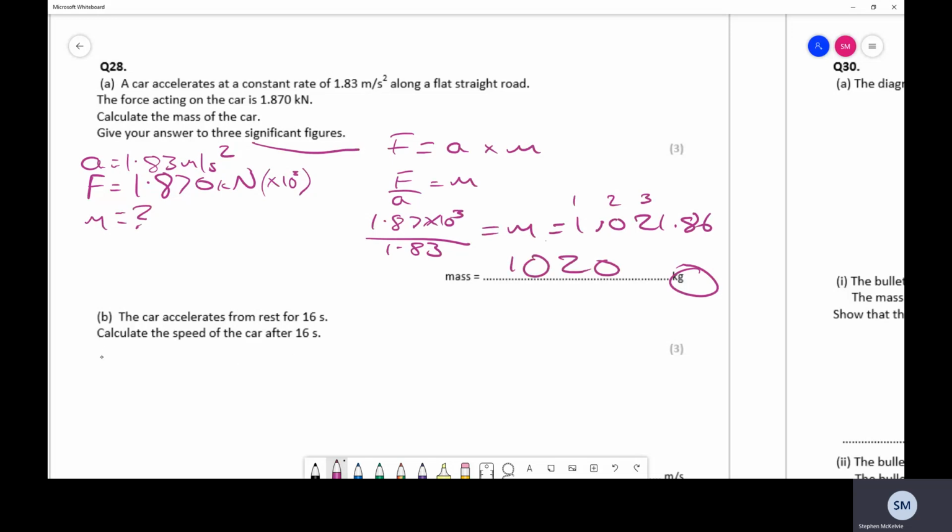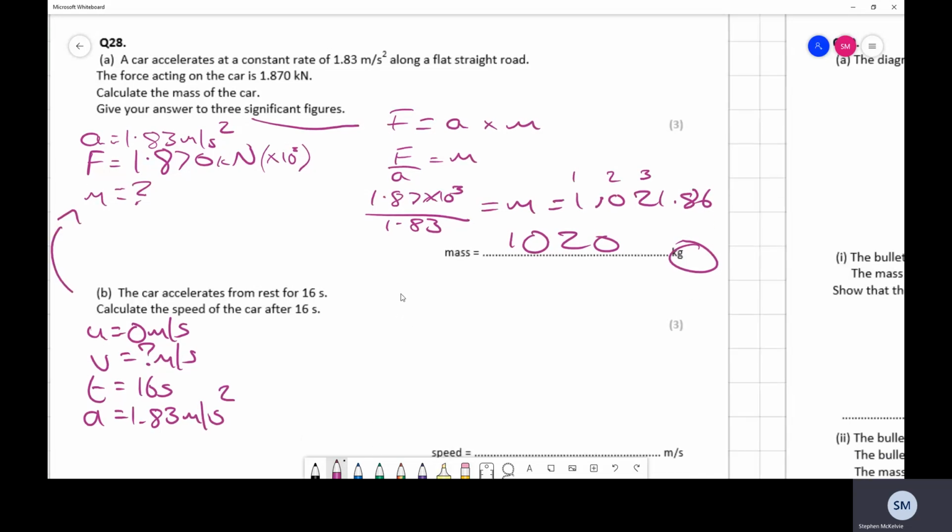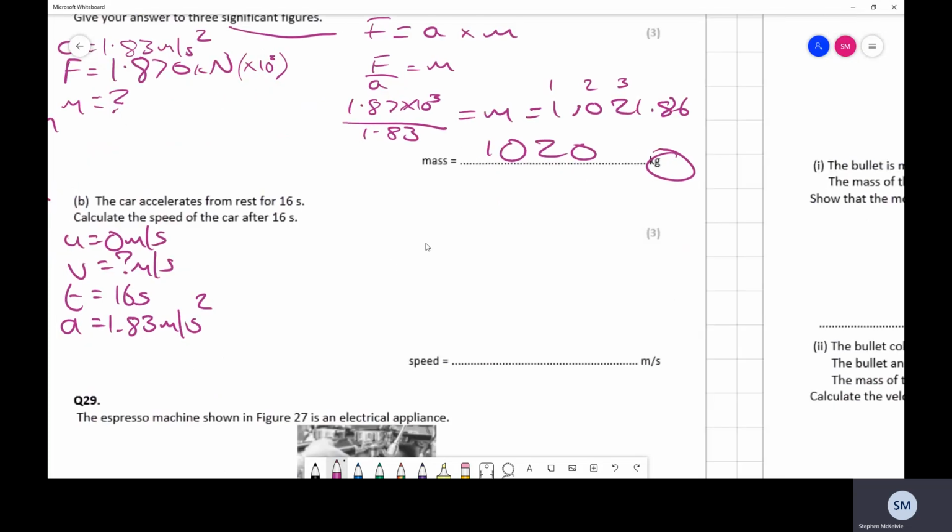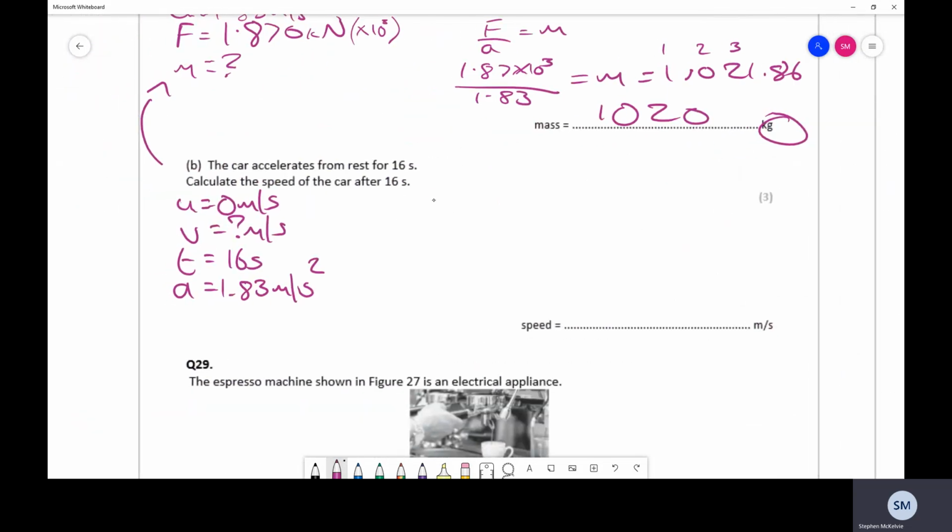The car accelerates from rest, so its initial velocity is 0 meters per second. Its final velocity is unknown. The amount of time needed for that is 16 seconds, and it accelerates at 1.83 meters per second squared. Always be aware when there are numbers in the question above, because you might get confused and not put the right numbers in. So I should write down my equation.